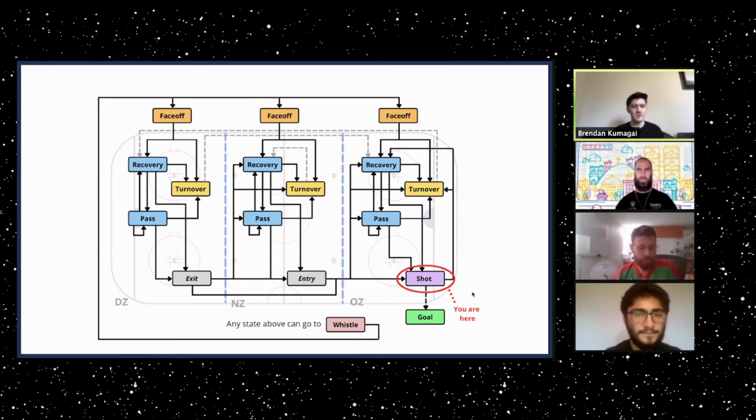This is a bit of a blueprint for what our framework looks like for how a play develops from whistle to whistle, starting with the faceoff, and then you can maybe recover it off the draw, make a pass, enter the zone, get a shot, and we get a whistle, right? So something like that, and doing simulations like that.